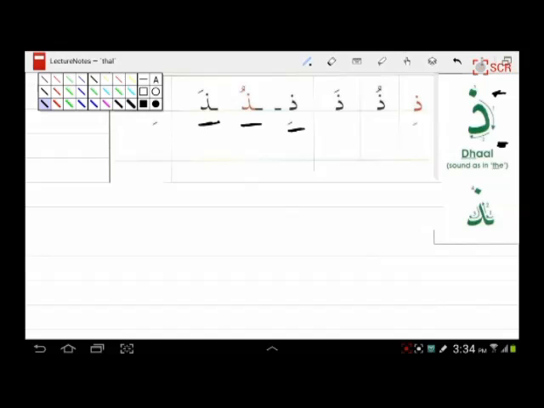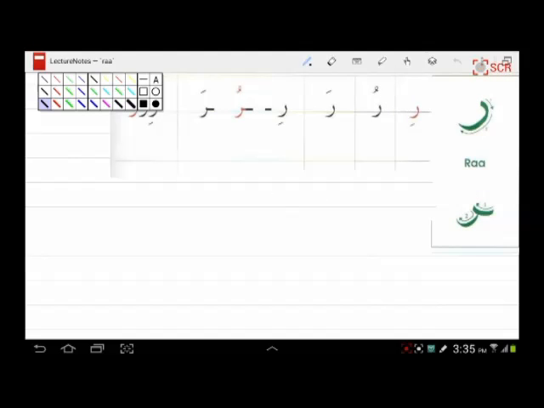So I start above the line, I make a small curve, and I get back to the line, I make another curve, and that's the dhal. Now if I want to connect it, a dash, and I connect it to the dhal, and here we go, we have the dhal. Now this letter is ra, okay, and then initial, middle, and final.